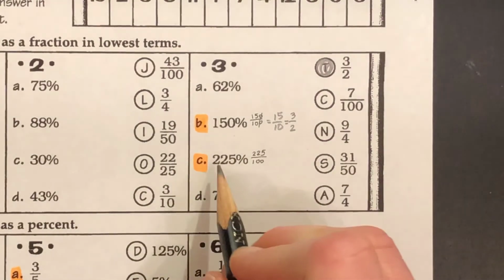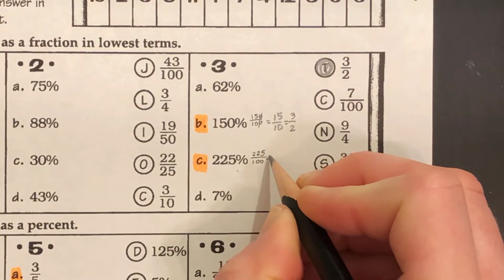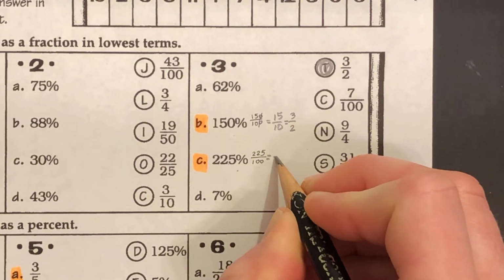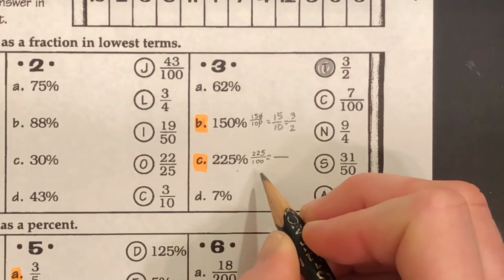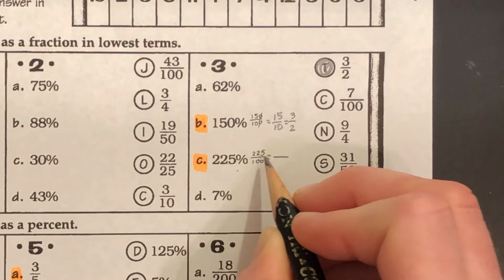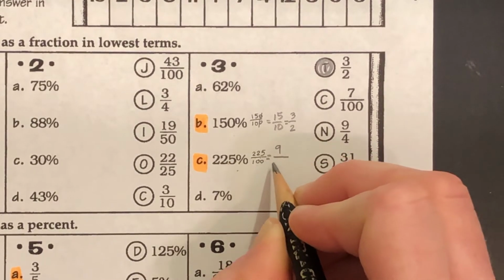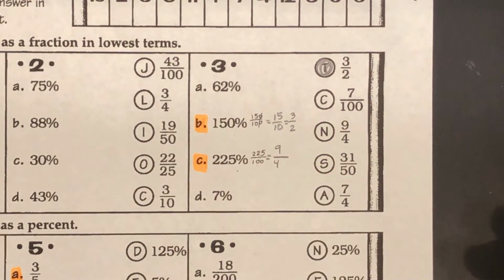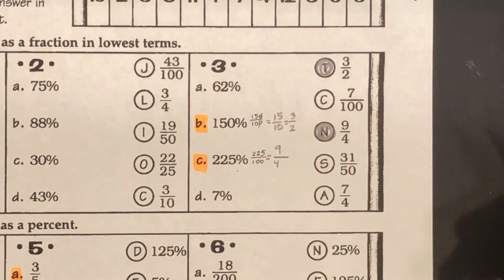And then 225 per 100 is that. I will reduce this by 25. 25 is like a quarter. It goes into every 100 4 times. So it goes into 200 8 times, and another 25 9 times. It goes into 100 4 times. That would be N. Got you close to the answers on there.